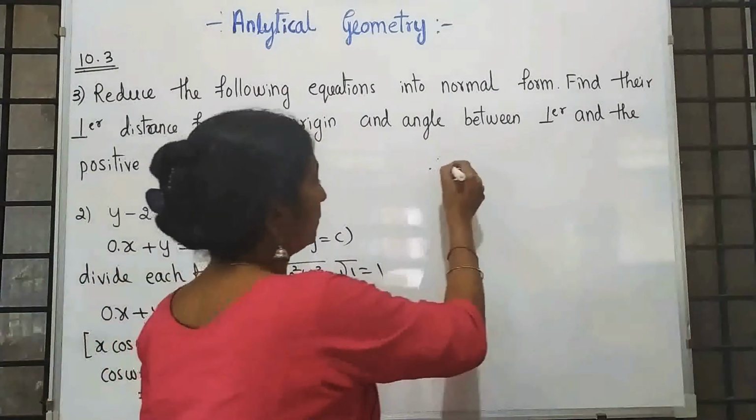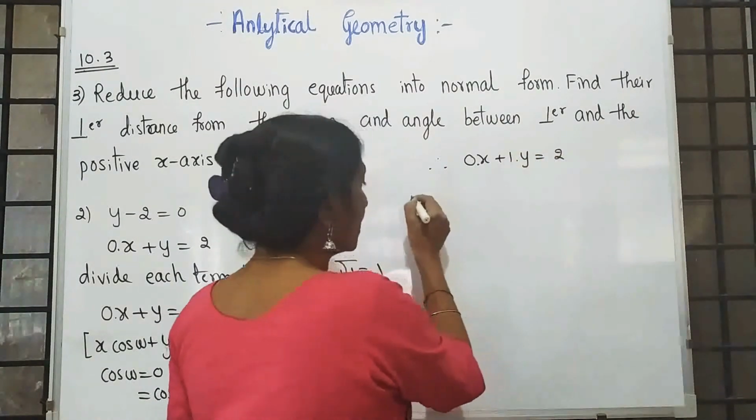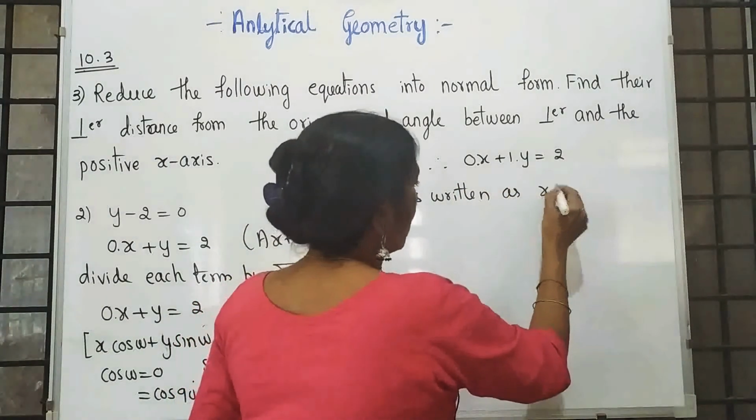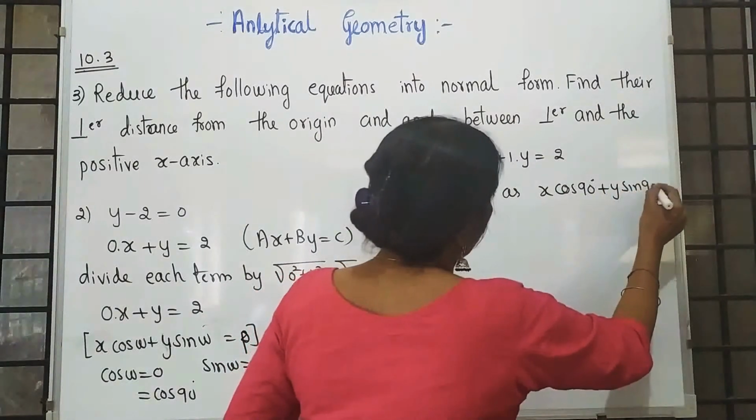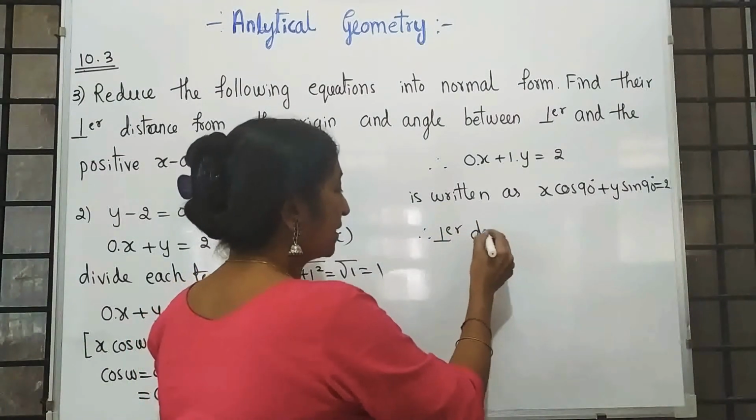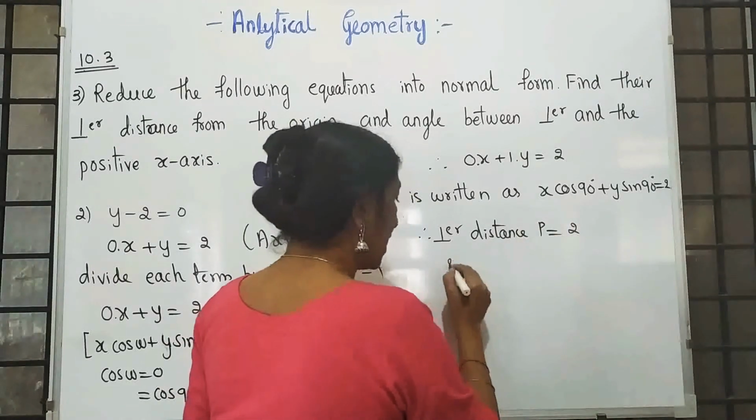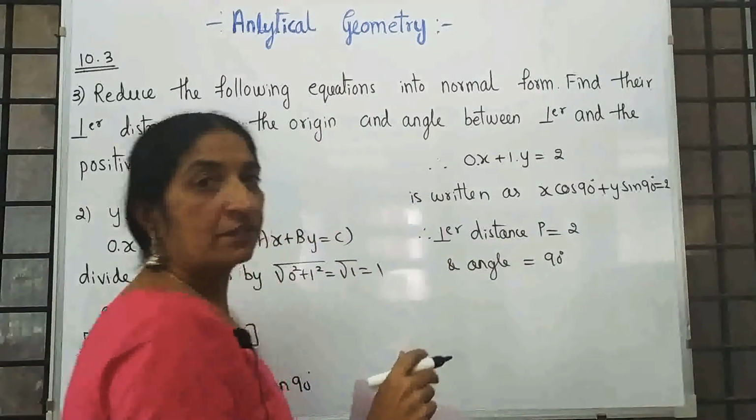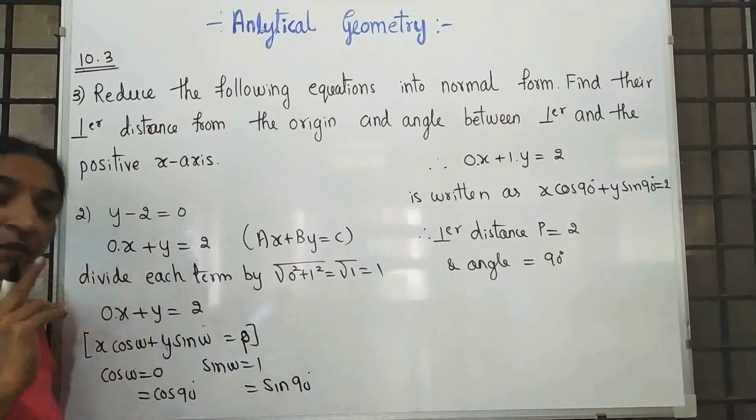Therefore, 0x plus 1 into y is equal to 2 is written as x into cos 90 plus y into sin 90 degree is equal to 2. Therefore, perpendicular distance p is equal to 2 and the angle is 90 degree. See, is it simple or what? The main thing is, when you are writing, you have to see that the constant should be positive.